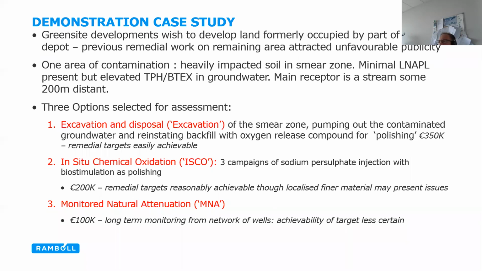Number 2 is in-situ chemical oxidation, ISCO. Three campaigns of sodium persulfate injection with a final round of oxygen release compound for facilitating enhanced biodegradation of what's left. The cost estimate here is €200,000. The remedial targets are reasonably achievable, although there are bands of silty or clay soils that may reduce the effectiveness of the injection process. Finally, monitored natural attenuation, MNA, using an existing well network, but with a 5 to 10 year lifespan. This costs around €100,000, but the achievability of a target is less certain.